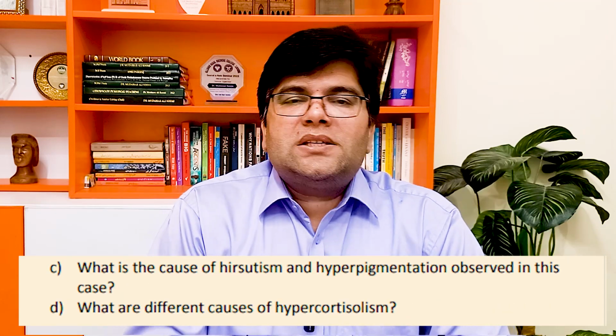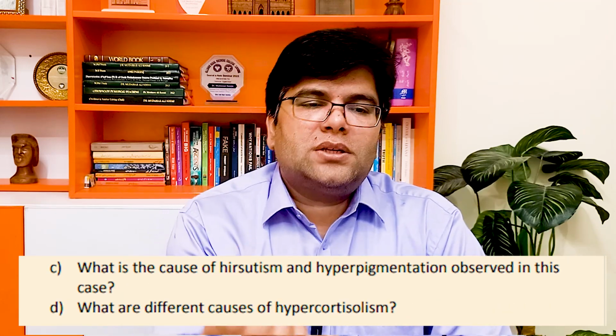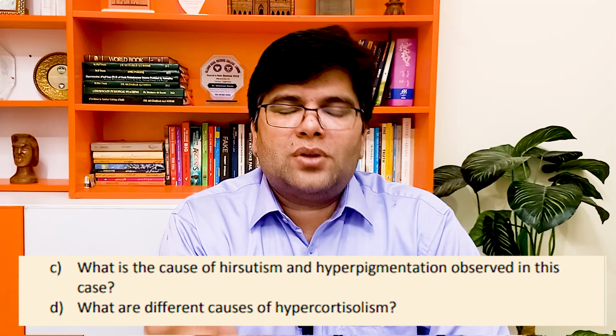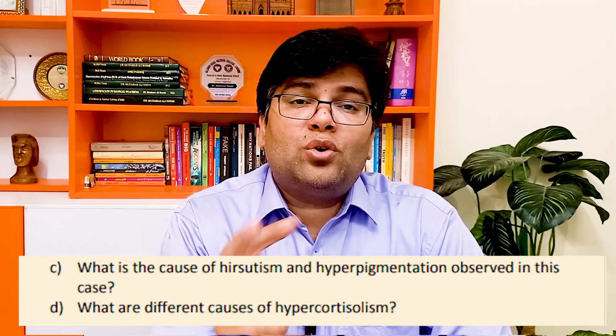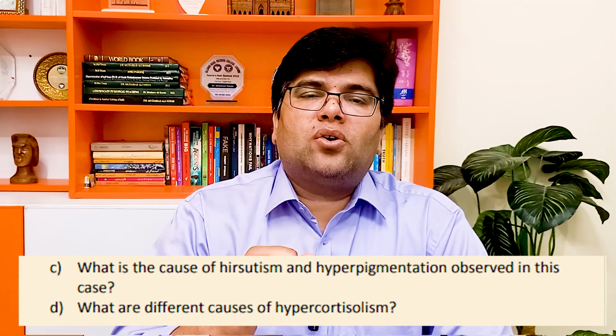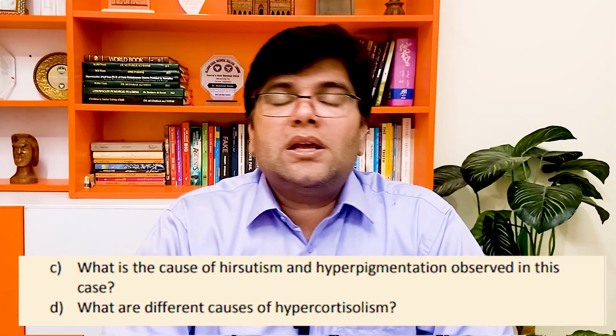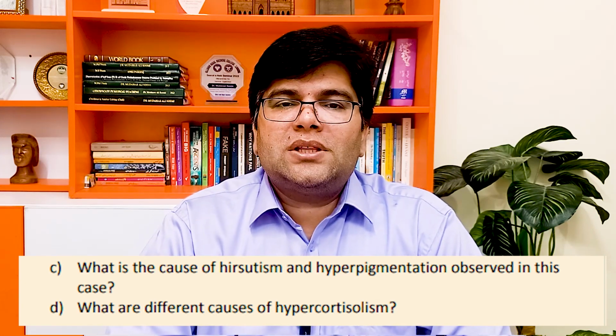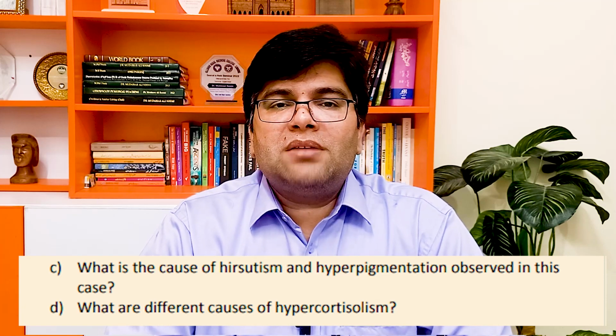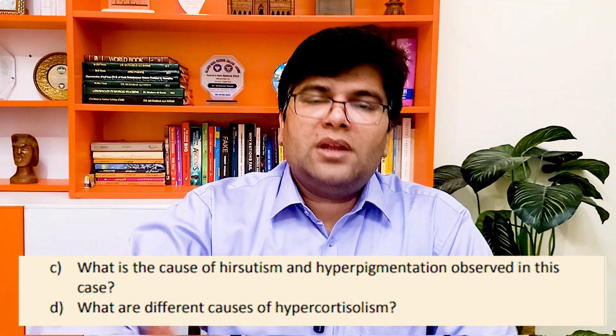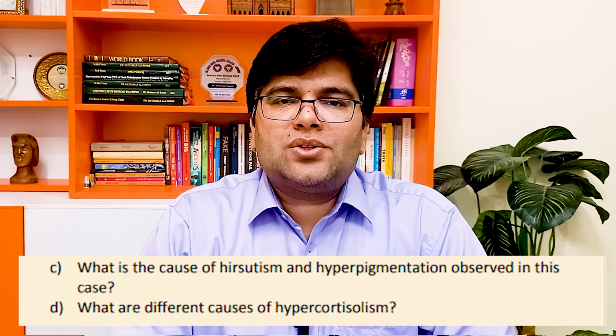The cause of hirsutism is an increase in androgen level, because cortisol and androgen are both released from the zona fasciculata and zona reticularis, and both of these zones are under the control of ACTH hormone. So when there is an increase in cortisol production, most likely there is also an increase in androgen production, and these androgens cause hair growth in a male-like distribution in females. This is called hirsutism.